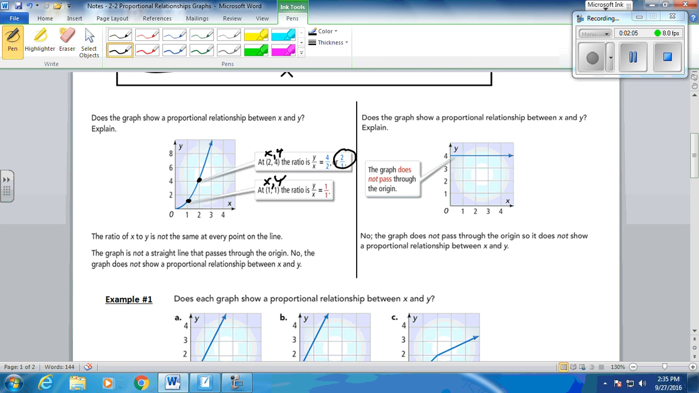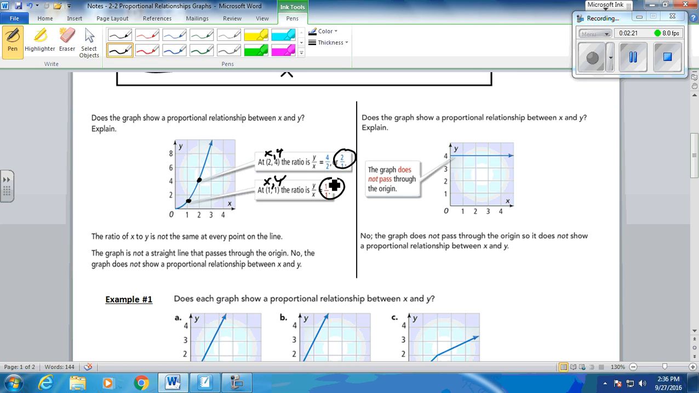Since these two ratios are not equivalent, the graph does not show a proportional relationship. It also continues to say the graph is not a straight line that passes through the origin. So no, the graph does not show a proportional relationship between x and y.